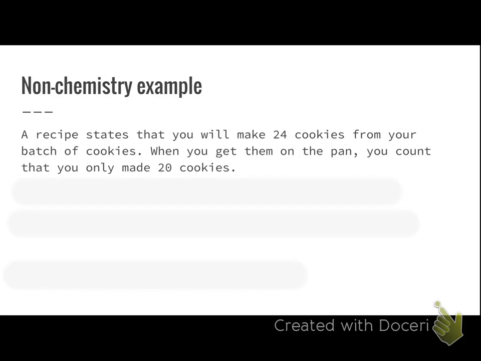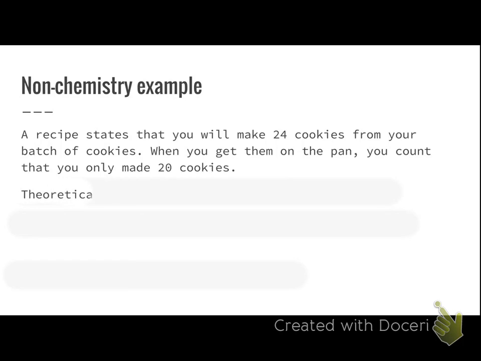So I'm sure most of you have made cookies before, or you watched someone at home make cookies. So let's say you do this recipe and it says that you're going to make 24 cookies from the batch that you're making. You go through and you mix all your eggs and your flour and your milk, and then you go and drop your cookies on the tray, and then you count and you only have 20. So you were expected to make 24, but you ended up making only 20.